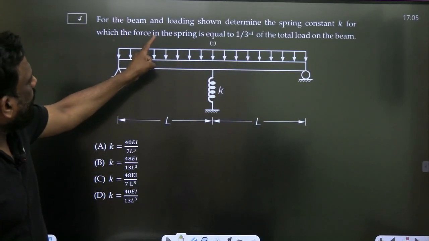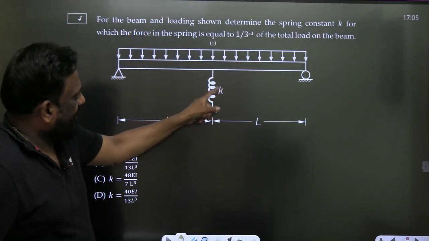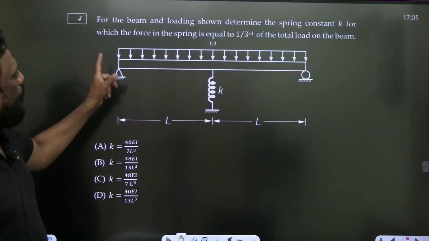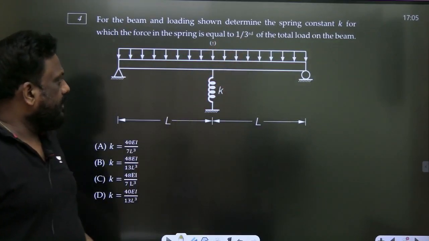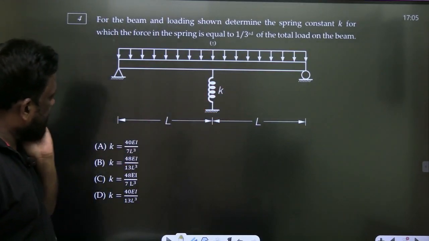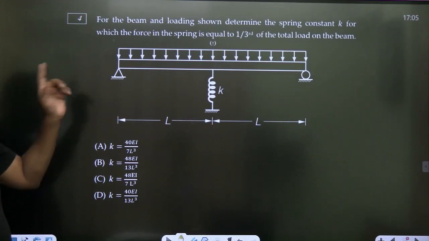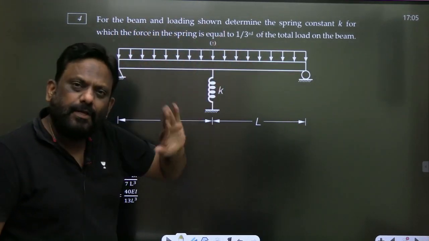For the beam and loading shown, determine the spring constant K for which the force in spring is equal to 1/3 of the total load on the beam. क्या पूछा है सर? He is asking spring constant. अच्छा सवाल है सर. It's a good question. For the beam and loading shown, मतलब ये दिया है. Actually, what is the given?